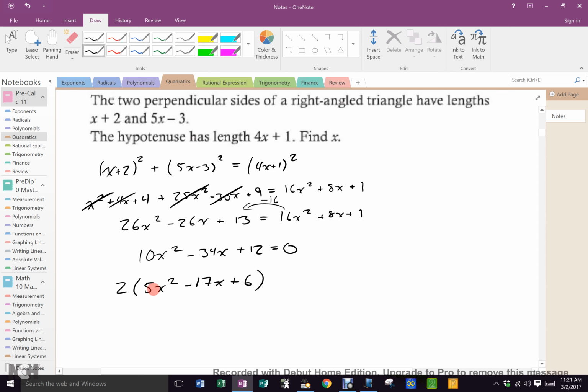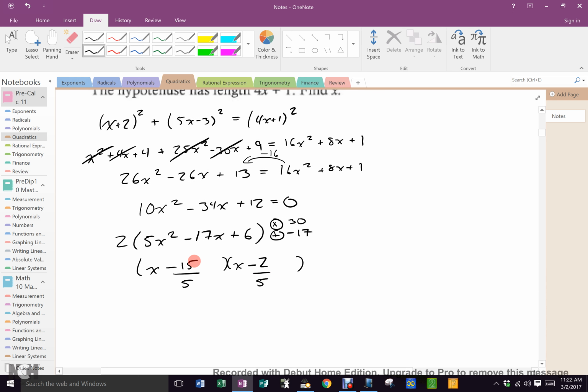Right? So now what would we do here? If you factor my way, I'm going to have x. Since that's positive, it has to be minus and minus, yes? So I need numbers that multiply to 30 and add to negative 17. What is it? Negative 15 and negative 2. Over 5 and 5. What does negative 15 over 5 simplify to? 3. And this stays, yes?